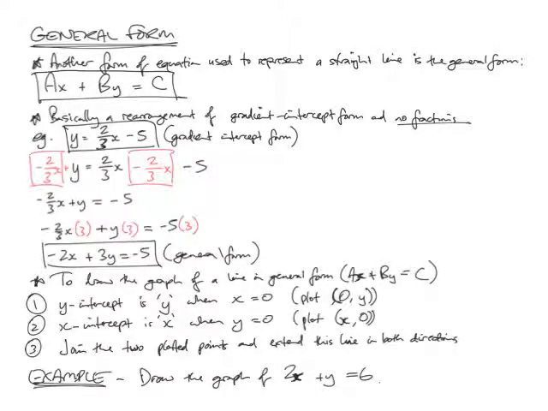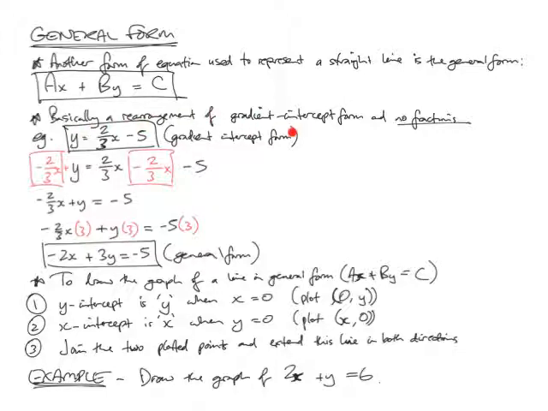Alright guys, just do another quick video on general form. This should help you out with exercise 12D, I believe, in your textbooks. General form is another form of equation that you will see and you need to be able to handle that represents a straight line. And that's going to be ax plus by is equal to c.